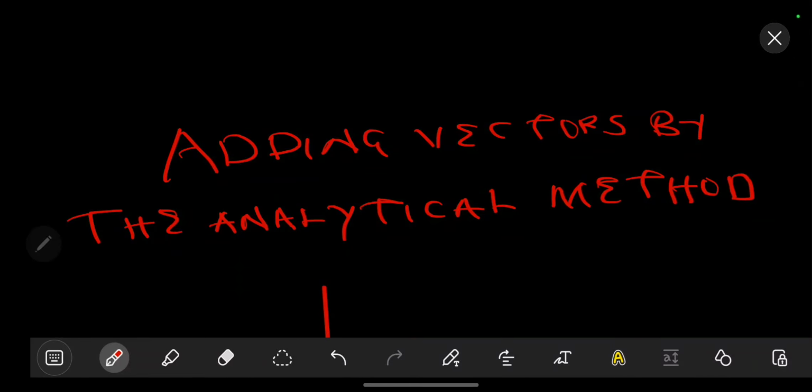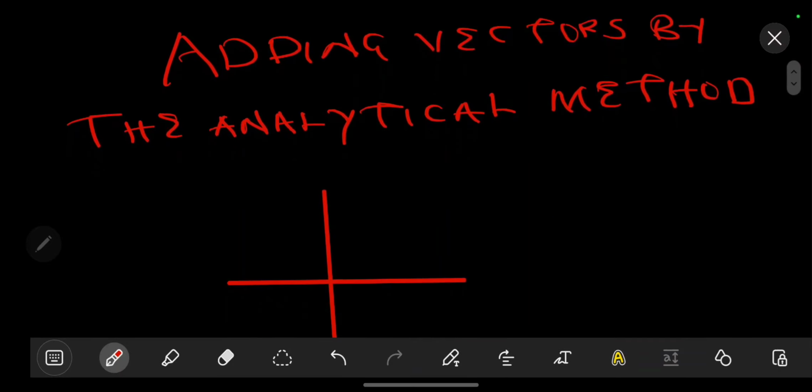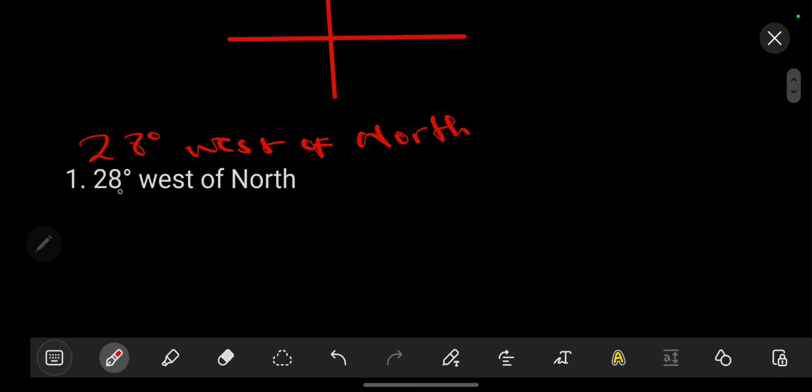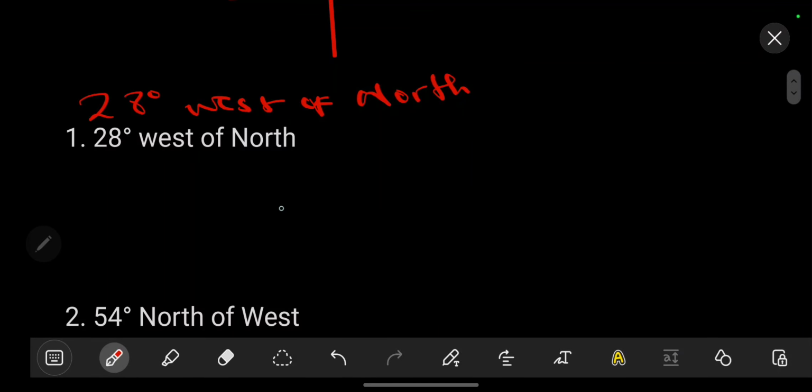So here today we are going to be looking at adding vectors by analytical method. So what are some of the things that we need to know? The first thing that we are going to look at is how you identify a certain vector. Let's say it says 28 degrees west of north. You are required to know how you are going to identify this angle.